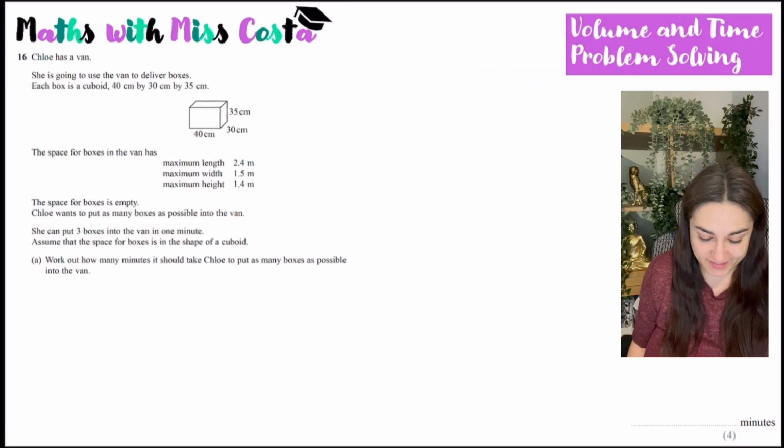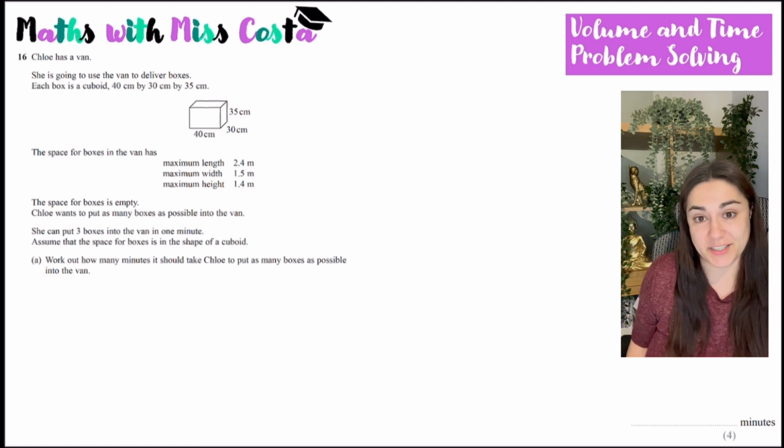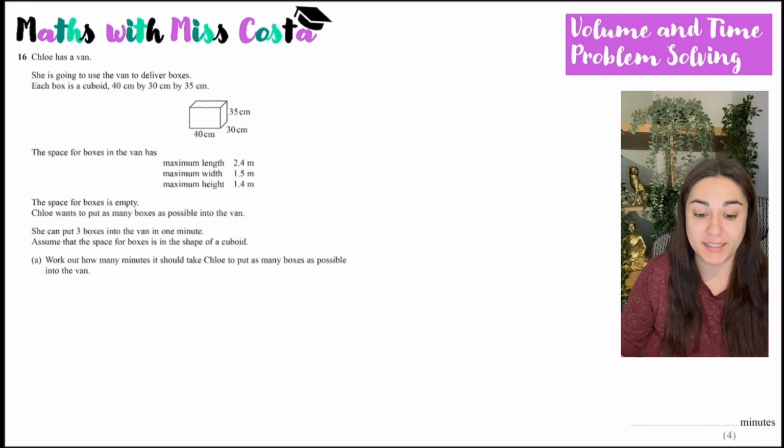Okay, so in this question, I am told that Chloe has a van and she's going to use the van to deliver boxes that are cuboids 40 by 30 by 35 centimetres. The space for boxes in the van has maximum length 2.4 metres, width 1.5 and height 1.4, and that the space for boxes is empty and she wants to put as many boxes as possible into the van.